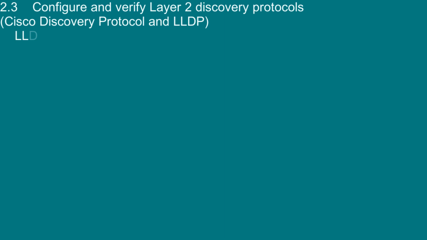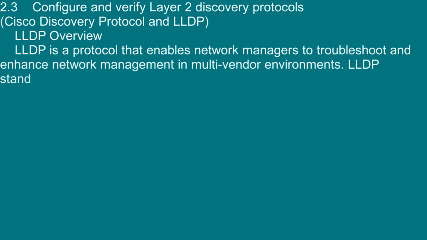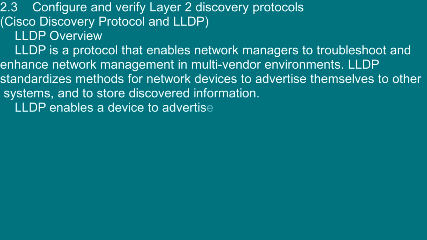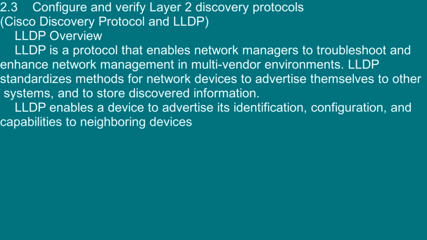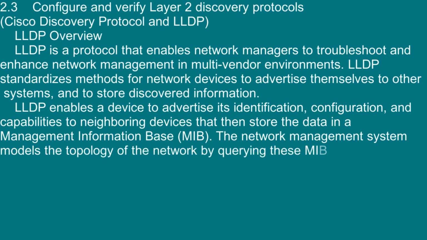Cisco Discovery Protocol and LLDP. LLDP overview. LLDP is a protocol that enables network managers to troubleshoot and enhance network management in multi-vendor environments. LLDP standardizes methods for network devices to advertise themselves to other systems and to store discovered information. LLDP enables a device to advertise its identification, configuration, and capabilities to neighboring devices that then store the data in a management information base (MIB). The network management system models the topology of the network by querying these MIB databases.